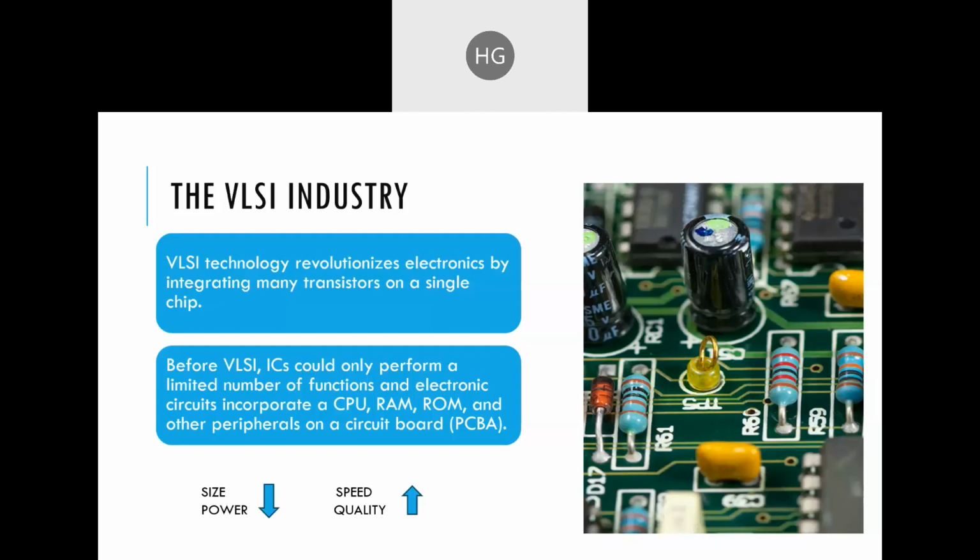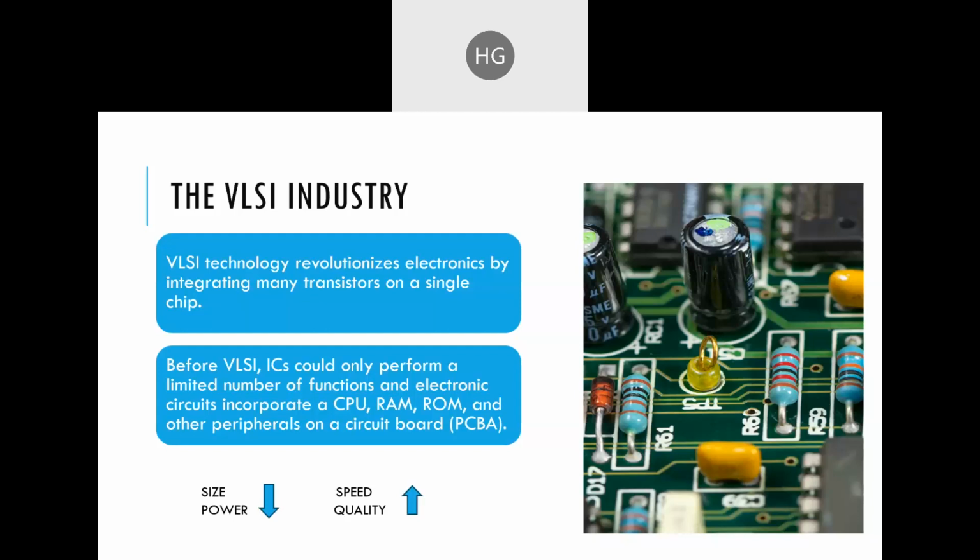Then what happens to the system? The system is bulky. These systems can't be portable. They are huge in size. They have high power dissipation. So all these disadvantages basically limit the use of the technology. Before, an IC could only perform a limited number of functions.